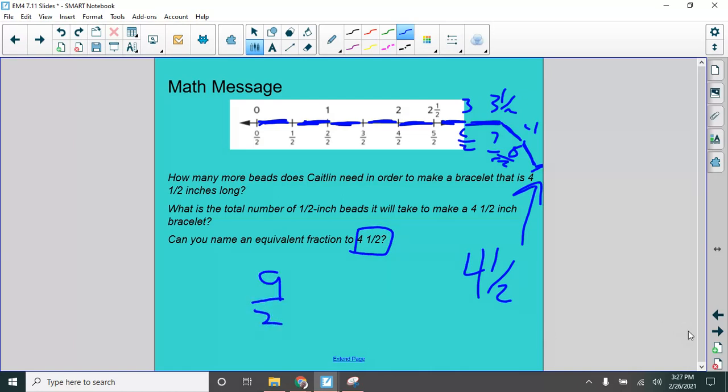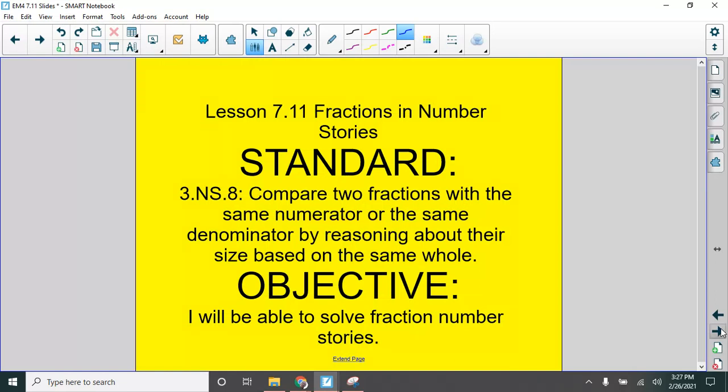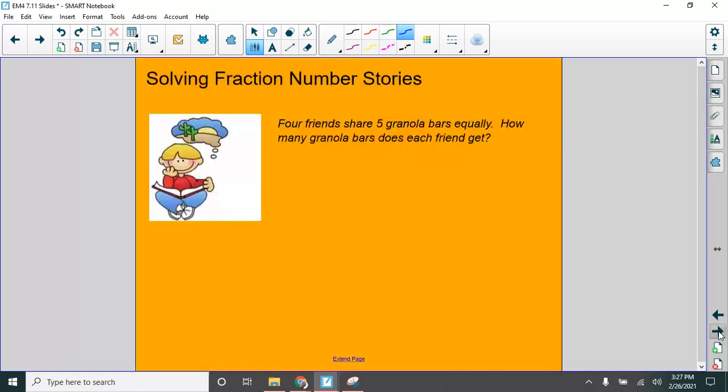All right, so this is kind of the thinking that we're going to be doing today. And if this sounds confusing, don't worry, we're going to do several together. Our objective is to solve fraction number stories. And some of them are going to include comparing some fractions like this. Here we have 4 friends who decide to share 5 granola bars equally. How many granola bars does each friend get? The most important thing that you can be doing with word problems is visualizing this problem. Now, don't visualize a sun and a cactus here. This is not a sun and cactus problem. But you know, as I see this, I see 4 kids.